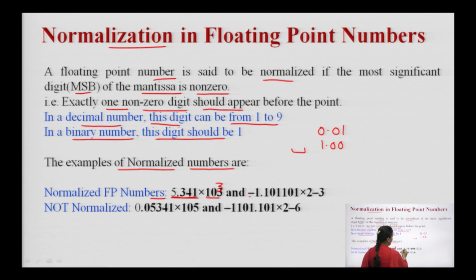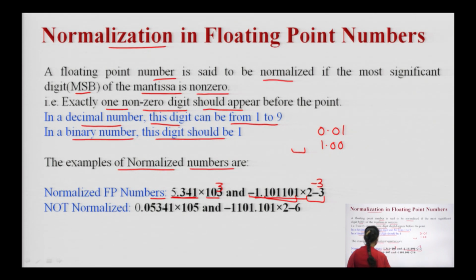Then another example, minus 1.101101 × 2^-3. So, it is a normalized floating point number that has the sign bit. Before the decimal there is exactly 1, after the decimal it carries the fraction part, and this is the negative exponent part, that is, the number is negative and close to 0.